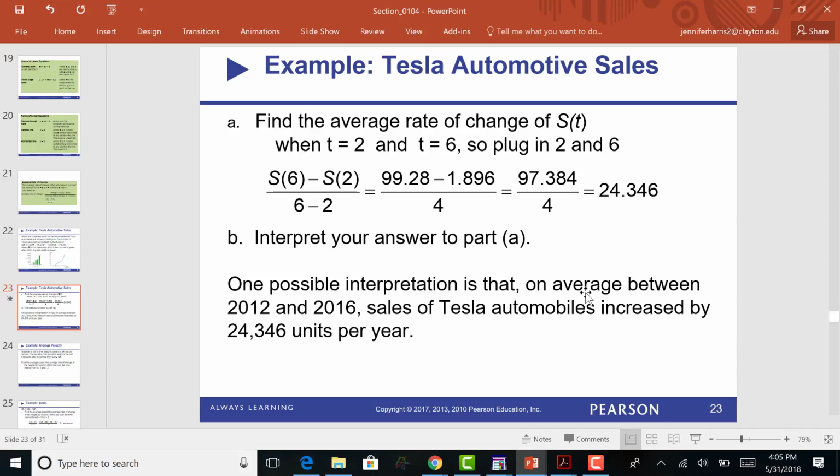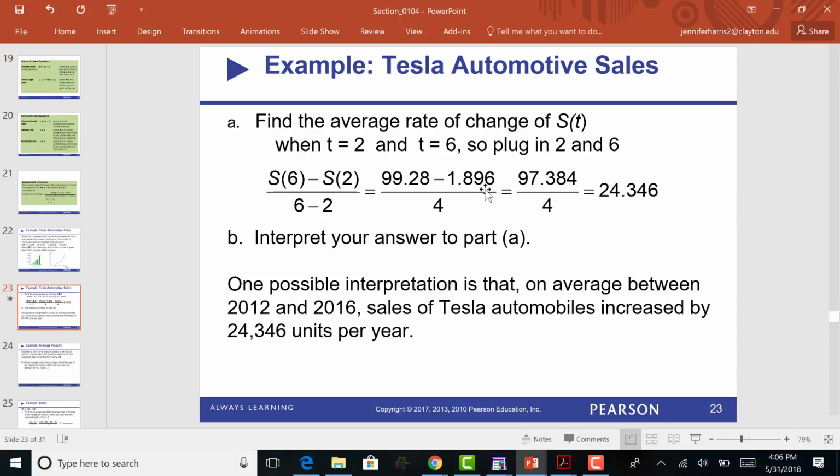Okay, so with that said, I had to plug in a 2 and plug in a 6. So where you see S, that's not S times 6. That's S of 6, which means you plugged in a 6 in where? Where'd you plug that 6 in? Where the T was in the original equation on the previous slide. So when you plugged in S of 6, what number did we get? 99.28. When we plugged in 2, what did we get? 1.896.